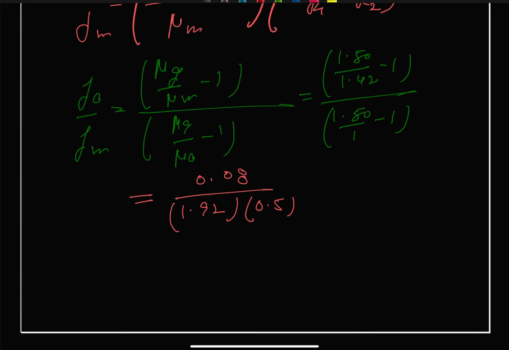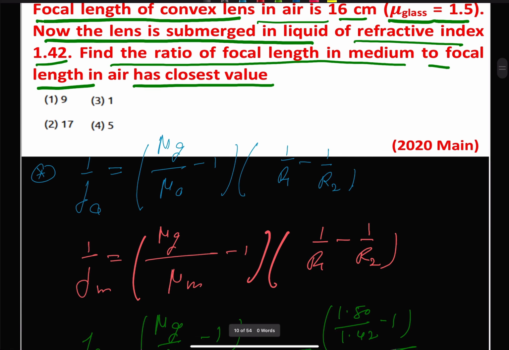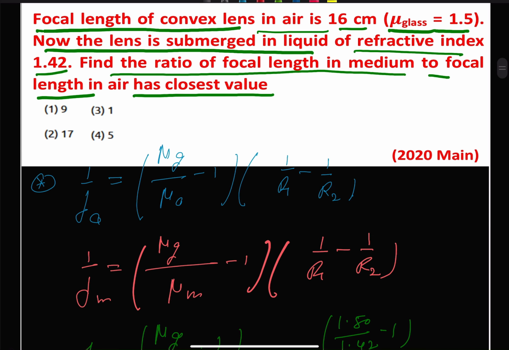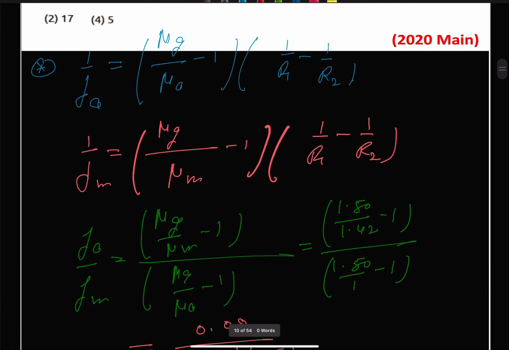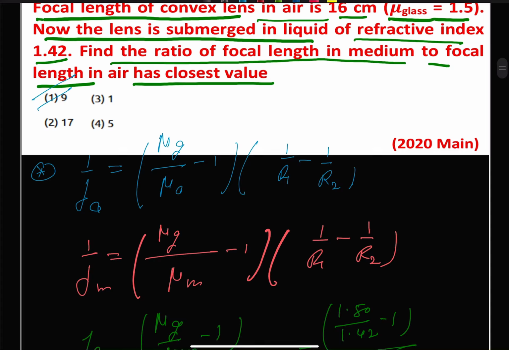Sorry, not 1.92 but 1.42, and we need to find out the ratio of medium to air. Okay, so we need to reverse it. So we can say our focal length of medium to focal length of air will be equal to 1.42 multiplied by 0.5 and 0.08, and this comes approximately equal to 9. So option number 1 is the correct one.